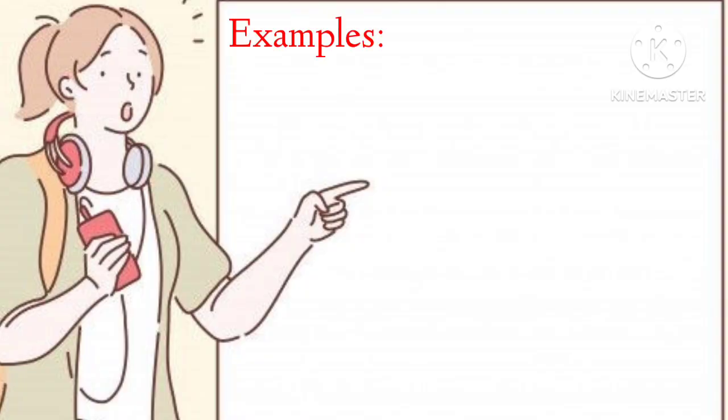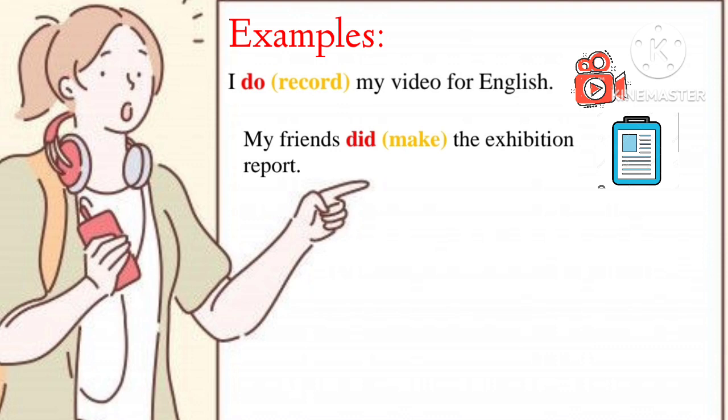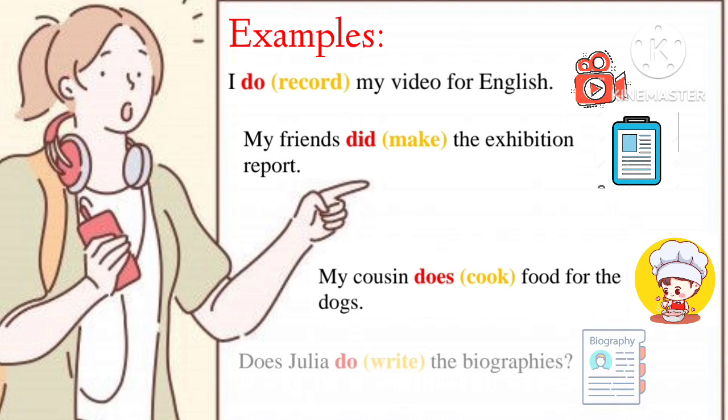The verb to do in its main form is used to perform an action and can be used in place of a more specific verb. Example: I do my video for English. My friends did the exhibitions report. My cousin does food for the dogs. Does Julia do the biography?